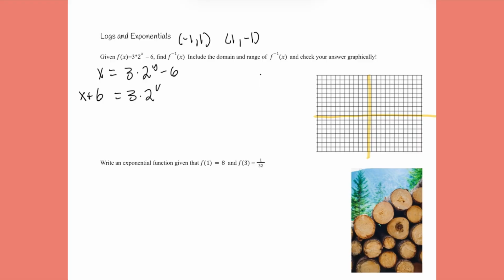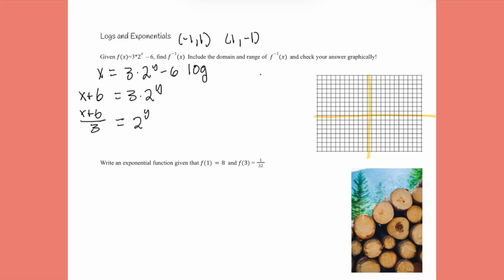Next thing I want to do is get rid of any multiplication or division. I see it's times 3, so I'm going to divide by 3 on both sides. Okay, x plus 6 divided by 3 is equal to 2 to the y. Now that the only thing I have on the right side is a number with an exponent of y, I can flip this to a logarithmic function to completely isolate y. Okay, so this means that I'm going to have log.